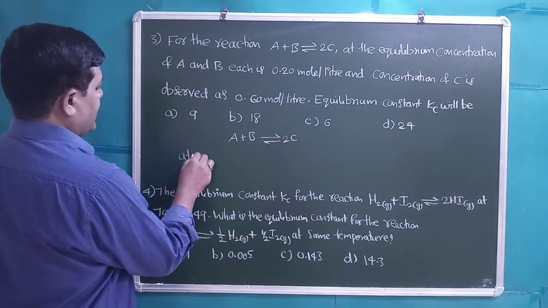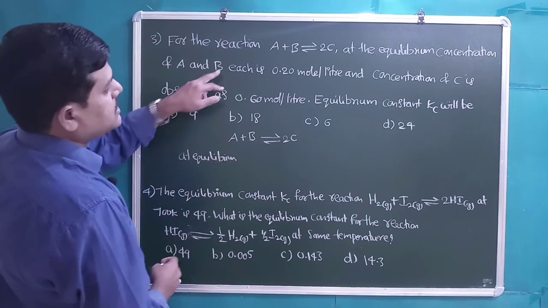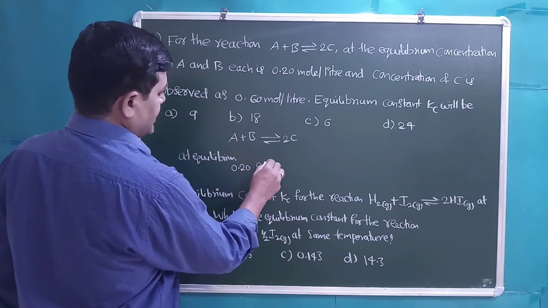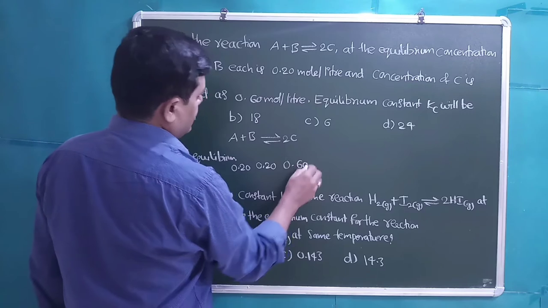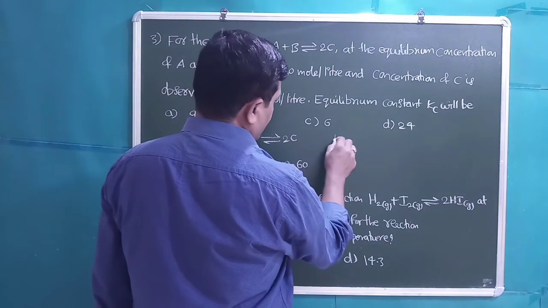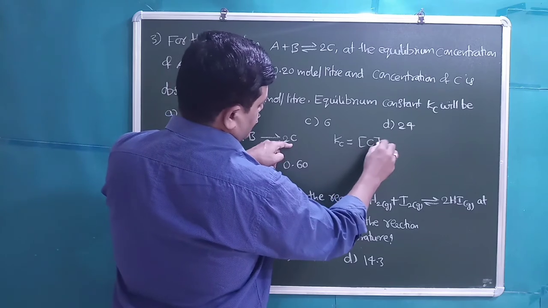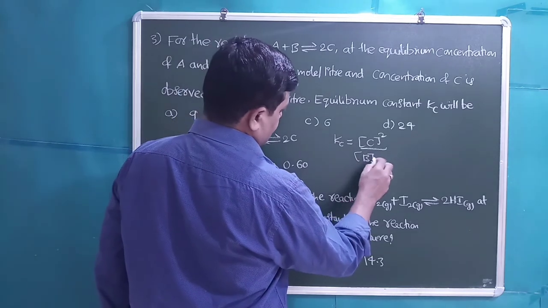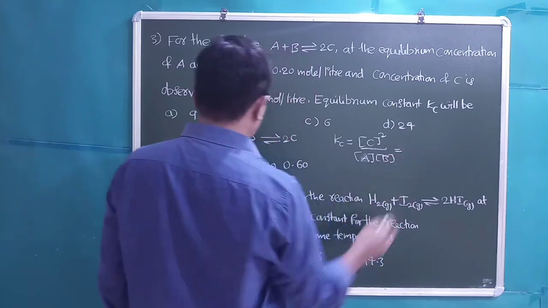Students, it is given that at equilibrium the concentrations of A and B are both the same, equal to 0.20 moles per liter, and the concentration of C is given as 0.60 mole per liter, right? Molar concentrations are provided. And the equilibrium constant Kc is equal to the active mass of C raised to the power of its stoichiometric quotient 2, divided by the active mass of A multiplied by the active mass of B. Let us substitute all the values in this expression.